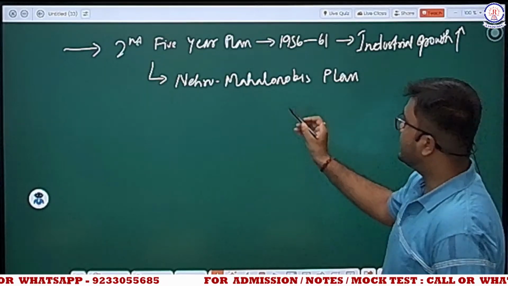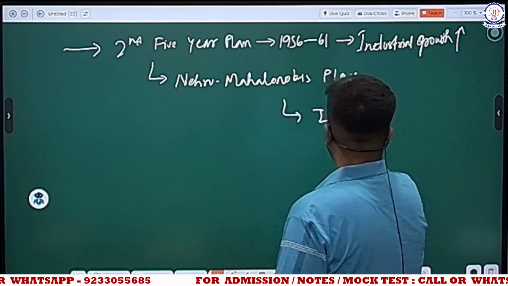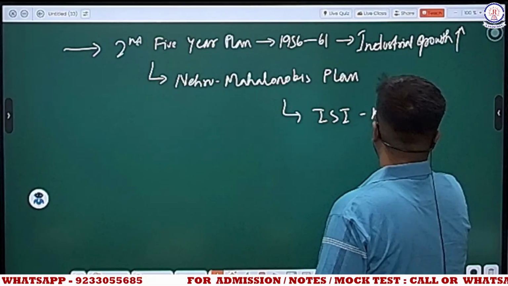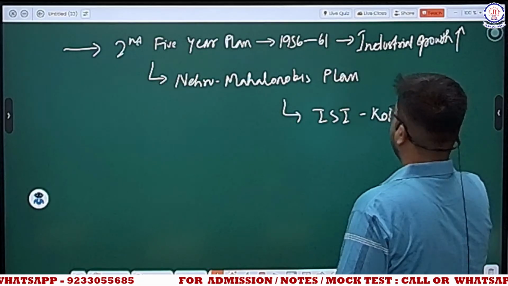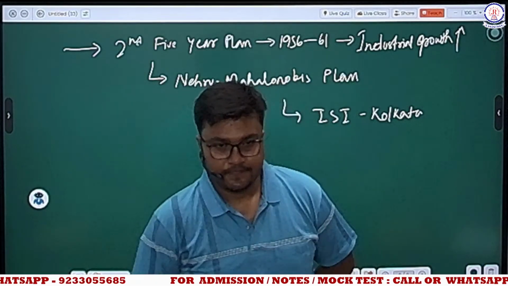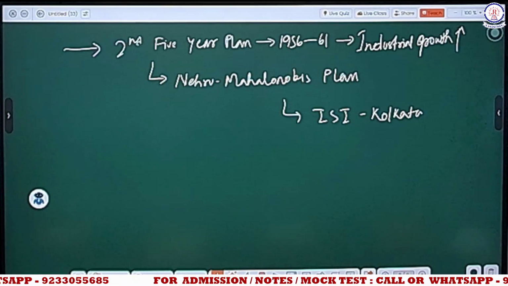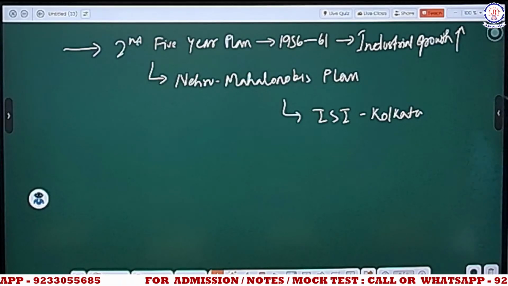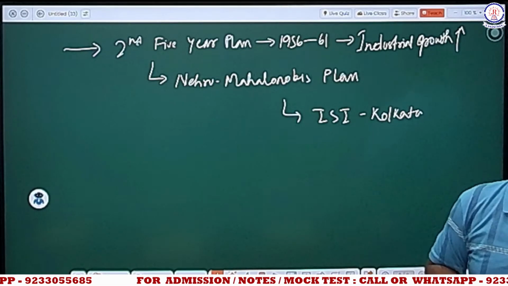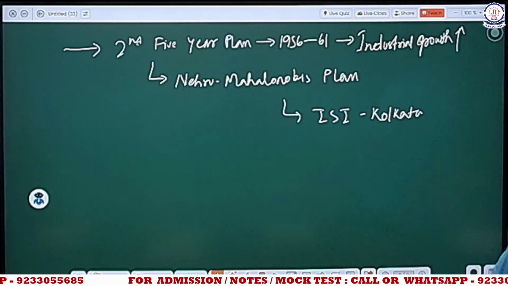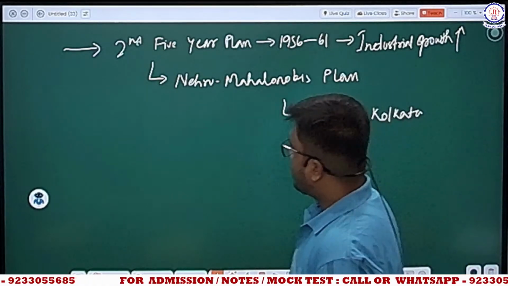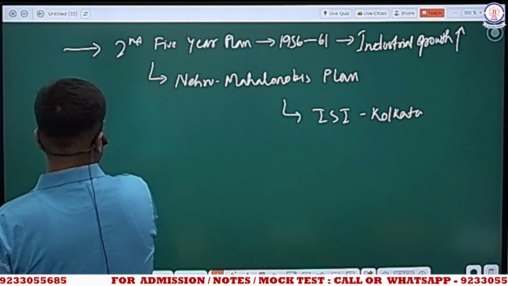He also set up the ISI, that is the Indian Statistical Institute in Kolkata. He was basically a statistician. Okay, so under the chairmanship of Mahalanobis, the second 5-year plan was adopted from 56 to 61. Okay, now these are the first two 5-year plans.